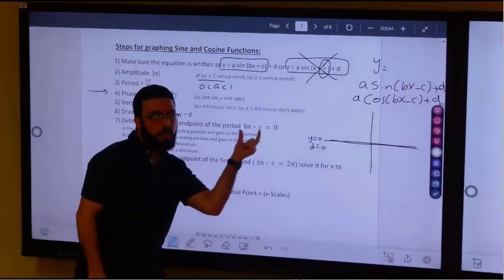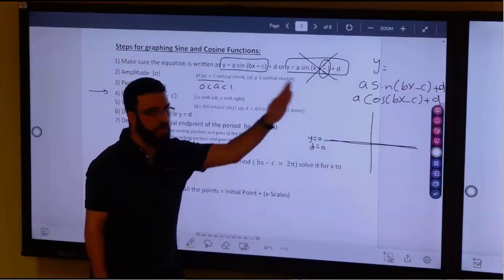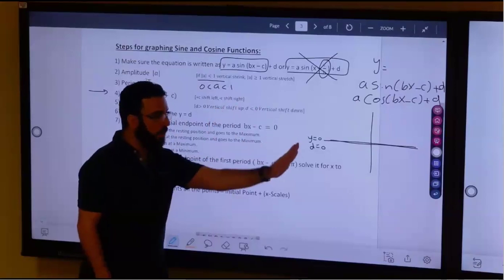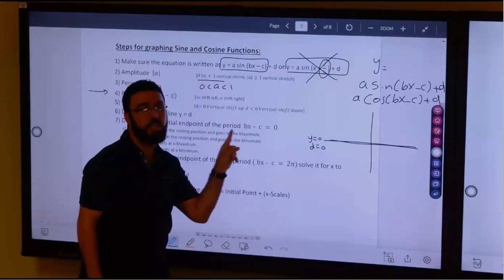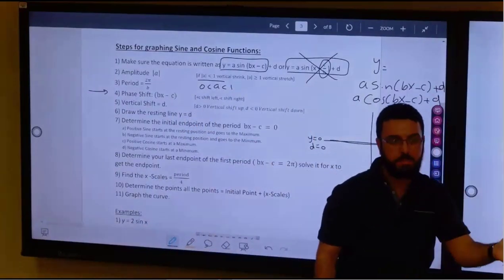Then I'm going to solve this for x. Keep the x on this side, move the c to the other side, and divide both sides by b. We're going to get the initial point. That means your graph is going to start from this point.